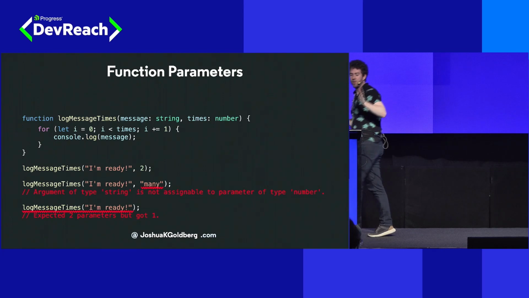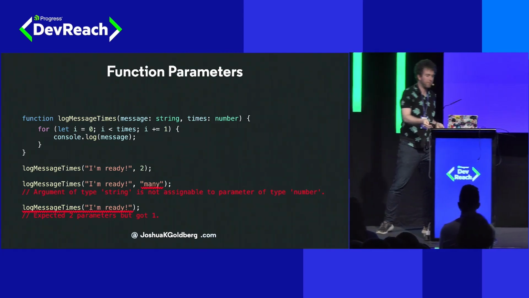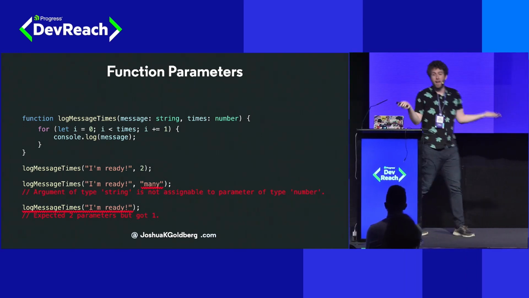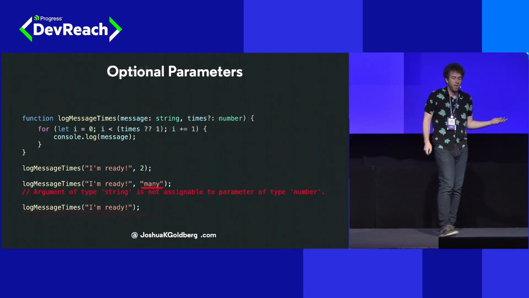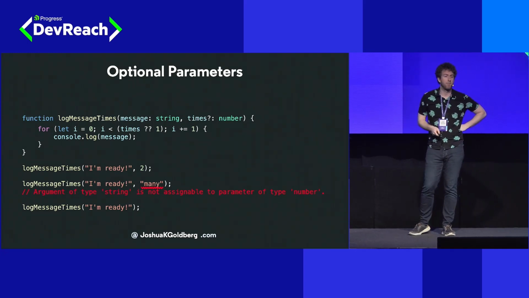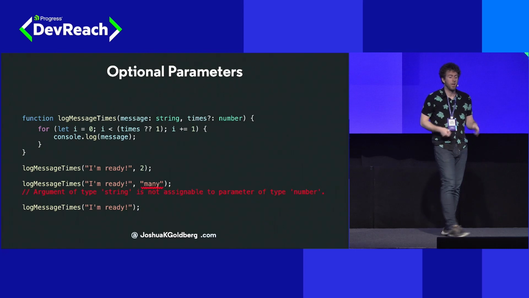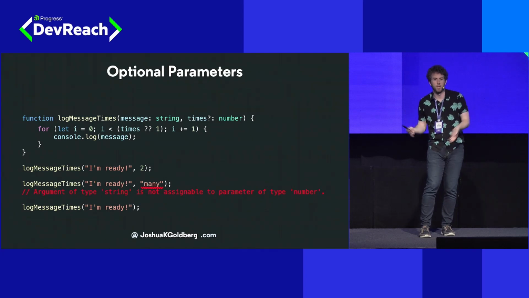Function parameters. I'm going to breeze through these because I'm running a little low on time, and this, to me, is not as interesting as the other stuff that's coming on later. You can annotate types of function properties. Here we have message string times number. You can also make them optional. That question mark indicates that TypeScript shouldn't consider it required. Otherwise, it would. Either way, TypeScript will still type check the assignability. If you pass a string to something that's declared as number, then what are you doing?